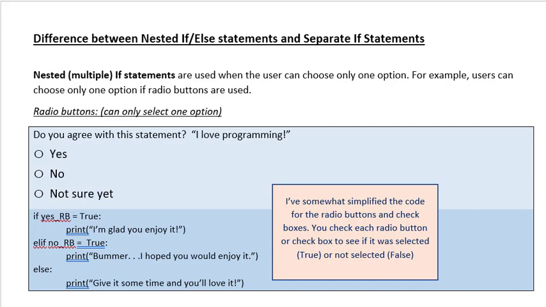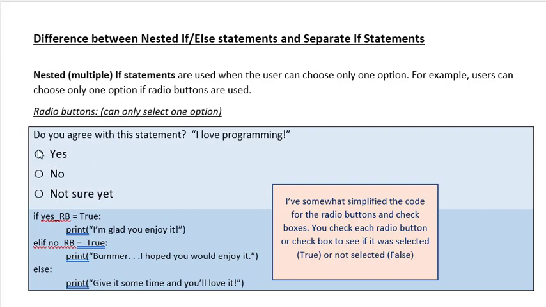In this case, what you might want to say is, do you agree with this statement? I love programming. The user can select one of these options. The user shouldn't be able to select yes and no, so that's why you use radio buttons. By default, those are set up to where you can only choose one.